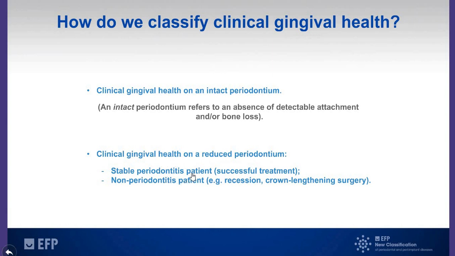we have stable periodontitis patient. What is stable periodontitis patient? We have normal gingiva and the bleeding within the scope, and the patient was periodontitis. We have recession, maybe we have bone loss, but we have clinically normal clinical features, which I will talk about a few seconds later. And we have non-periodontitis patient, for example, a case of recession due to trauma or crown lengthening surgery, or patients like that.